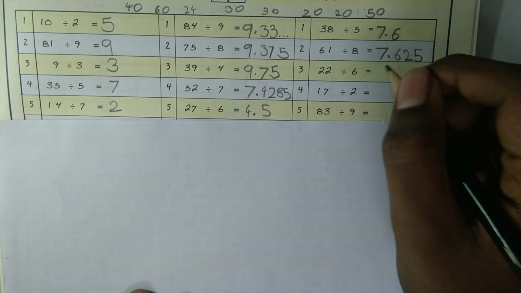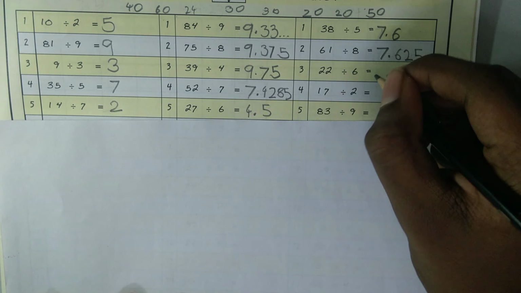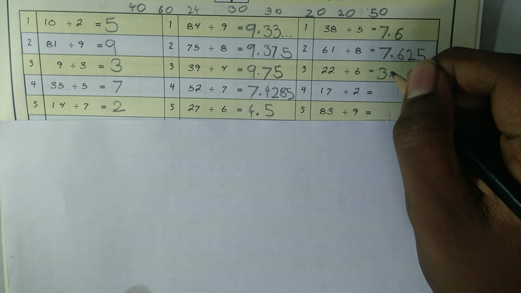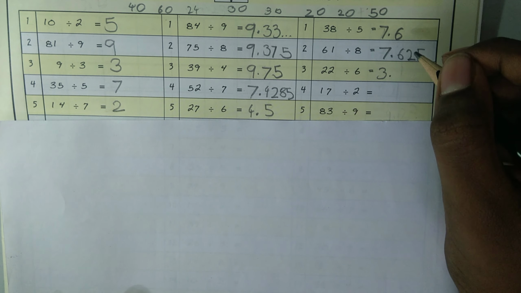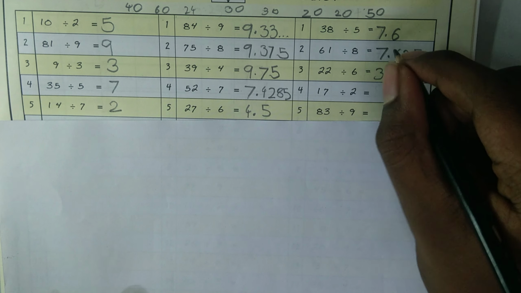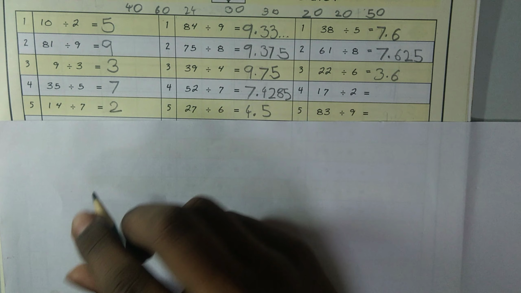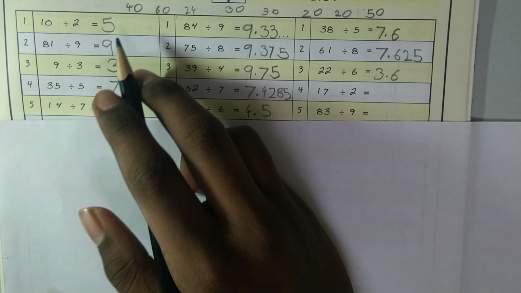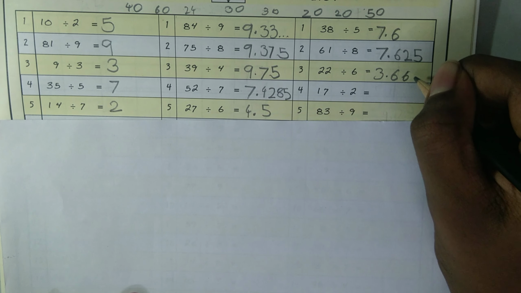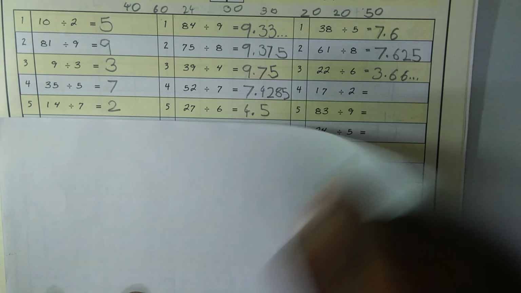Next is 22 divided by 6. 6 into what is closest to 22? 6 into 3 is 18. And now we have to keep a point. 22 minus 18 is 4. So when we keep a 0 beside 4, it becomes 40. 6 6s are 36. And now again our remainder is 4. So again 6 6s is 36. And whenever we get like this, it keeps on repeating. So we can keep a few dots and leave it.